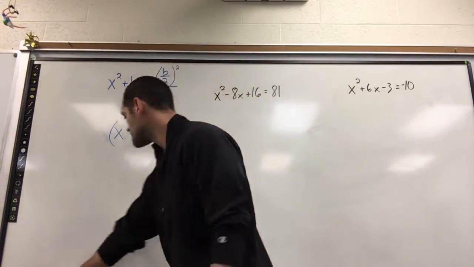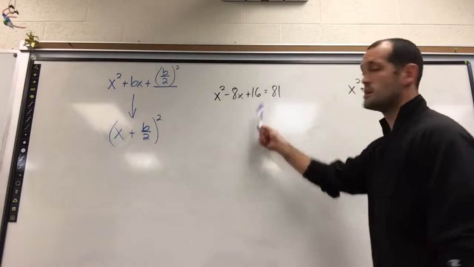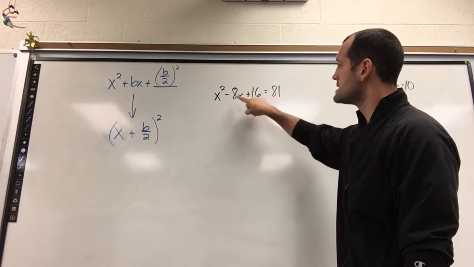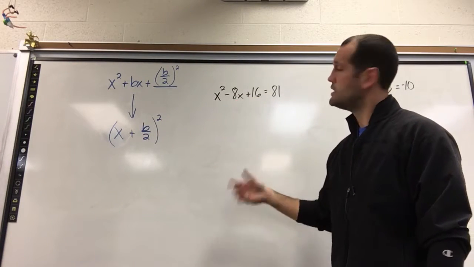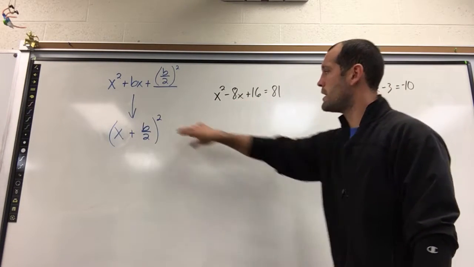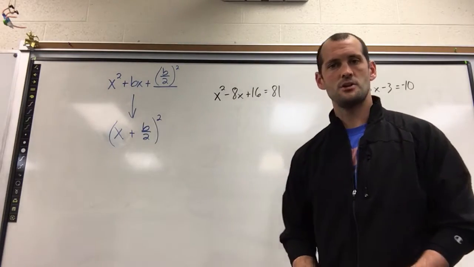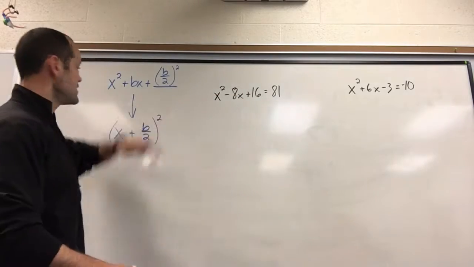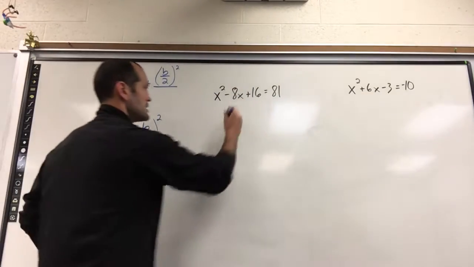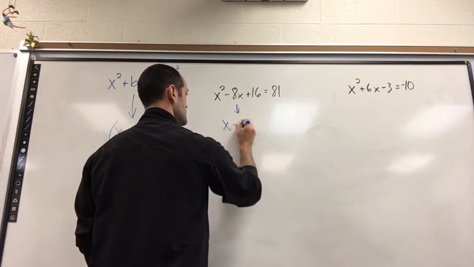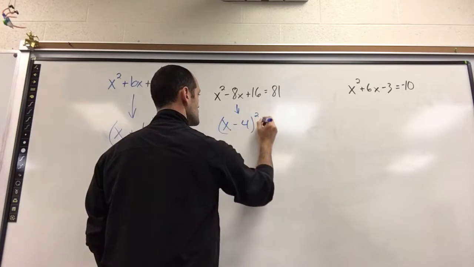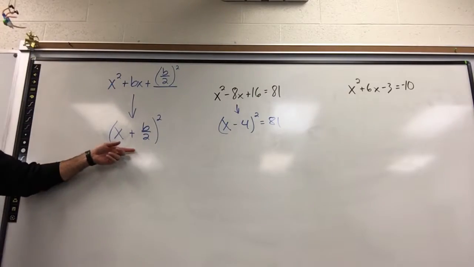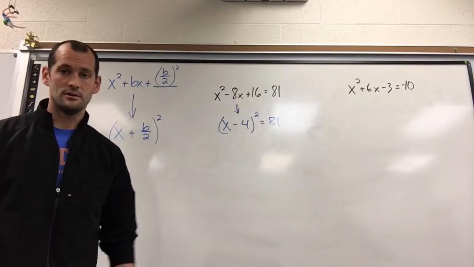So I have two examples. The first one, I want you to notice, I've given you a perfect square. 16 is half of -8 squared. So I can use this strategy right away to go to an easy factor. So here's what it looks like. Because I notice this follows the perfect trinomial pattern, I can quickly write it as x minus 4 quantity squared. Notice, still following the pattern. This is half of my b value.